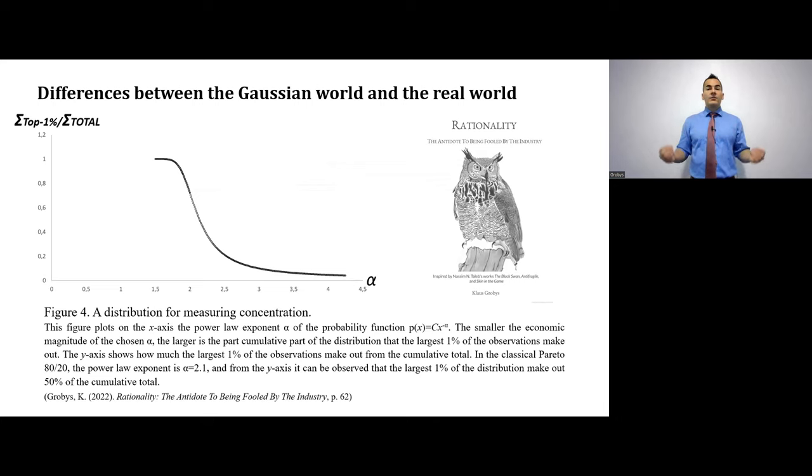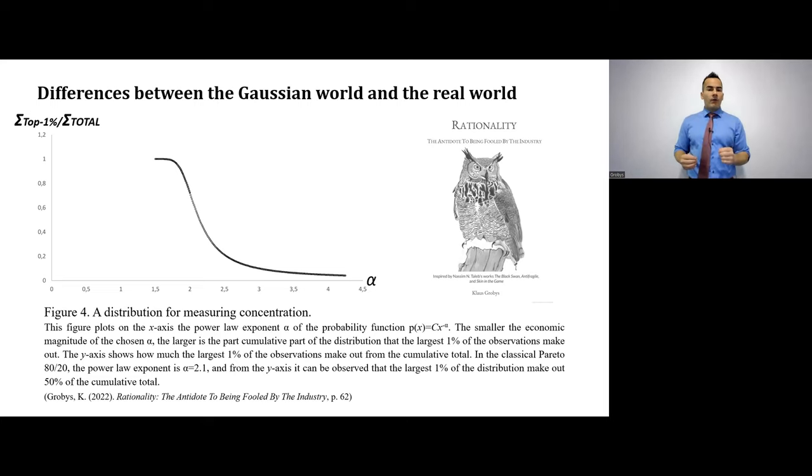So let's continue the discussion of the differences between the Gaussian world and the real world. Here I have adopted a figure from my own book that I have published this year. My book is entitled Rationality, the Antidote to Being Fooled by the Industry. This book deals to a great part with concentration across various domains of human life.